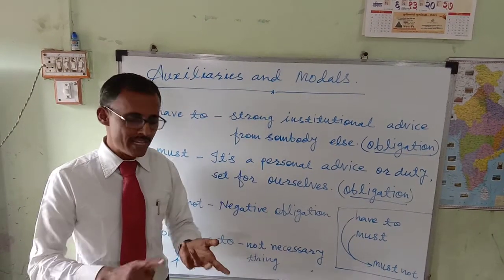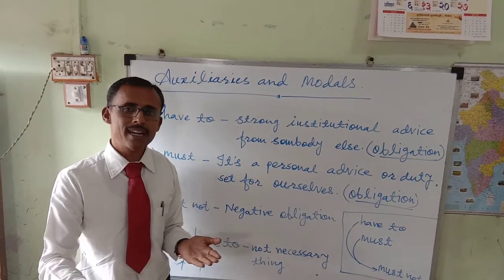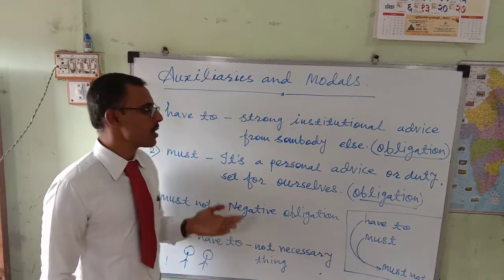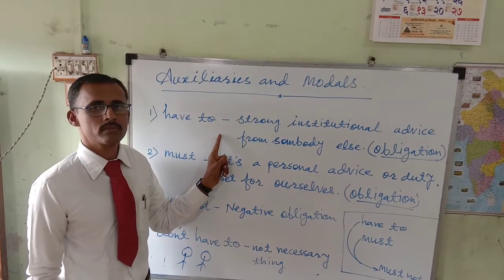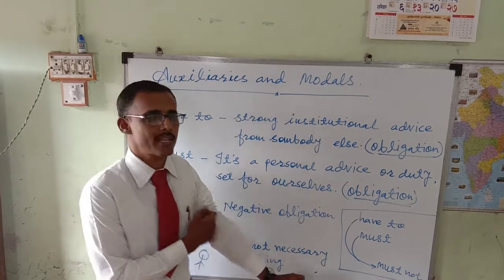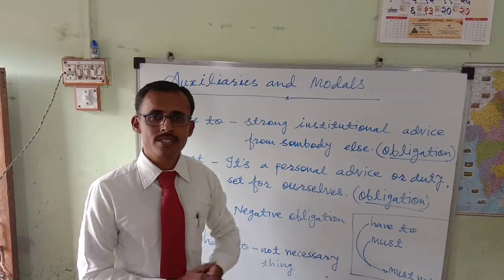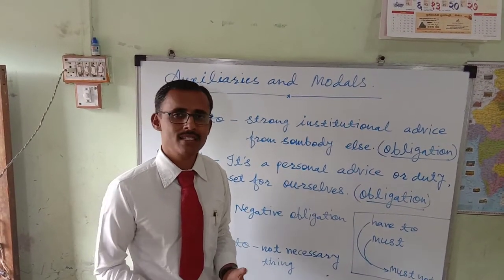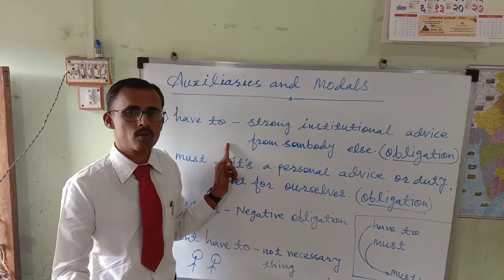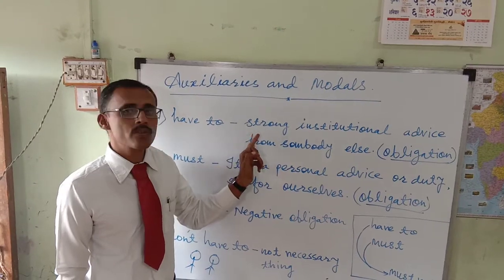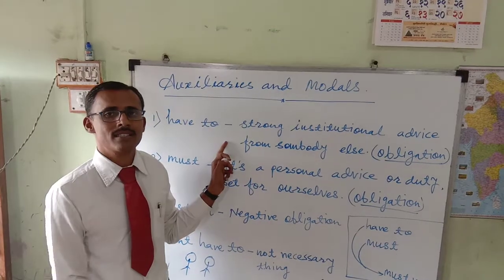This auxiliary, have to, is useful for instructions related to the railway department, Government of India, WHO, school, and booklet instructions. One by one we are going to learn all the examples. Suppose you are hearing WHO news. That time they say, Italians have to stay at home during lockdown. Indians have to stay at home during lockdown. This is a message, an instruction.